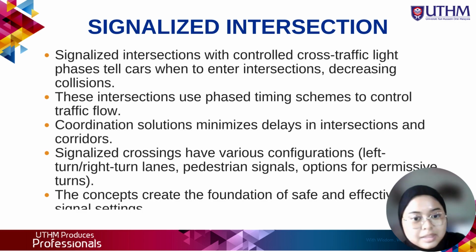So to begin with, the signalized intersection with controlled cross traffic light pieces tell cars when to enter the intersection, and this will lead to decreasing collisions. This intersection uses phase timing schemes to control traffic flow, and the coordination solution minimizes delays in intersections and corridors. Signalized crossings have various configurations, which are left turn, right turn lanes, pedestrian signals, and options for permissive turns. And the concept creates the foundation of safe and effective traffic sign setting.